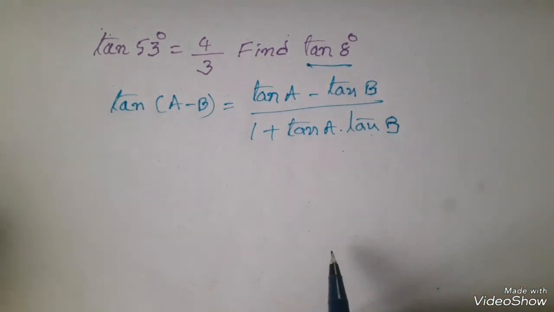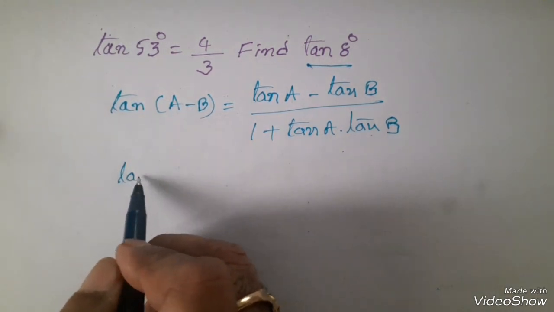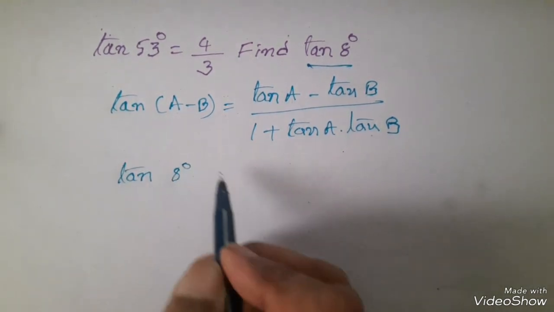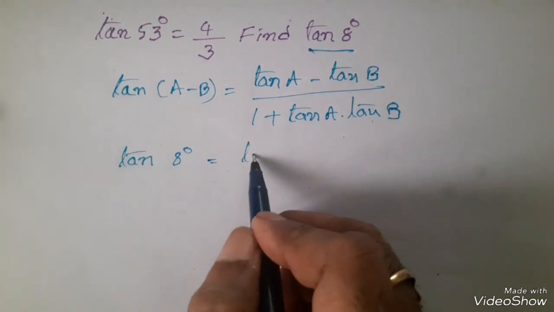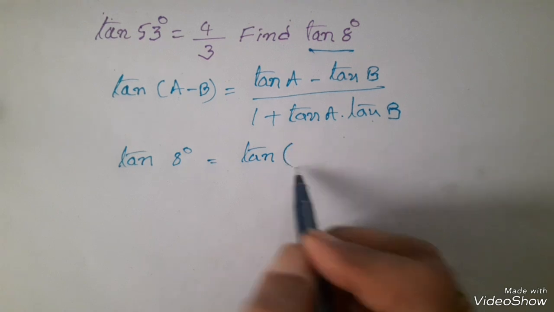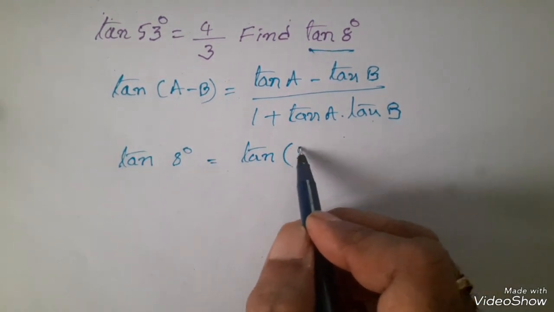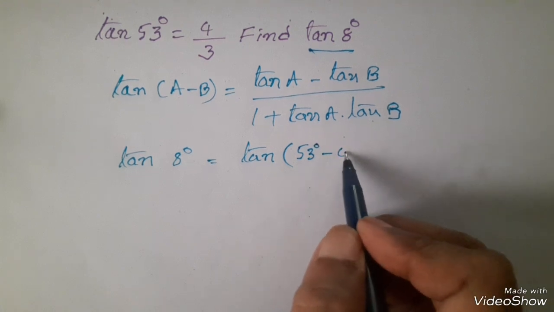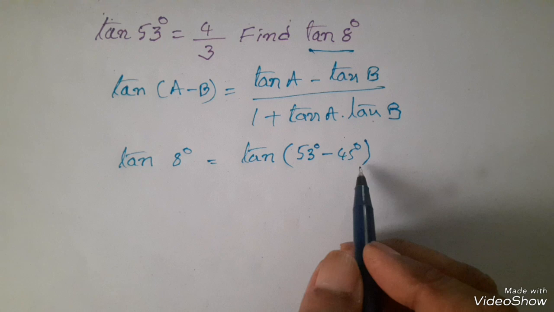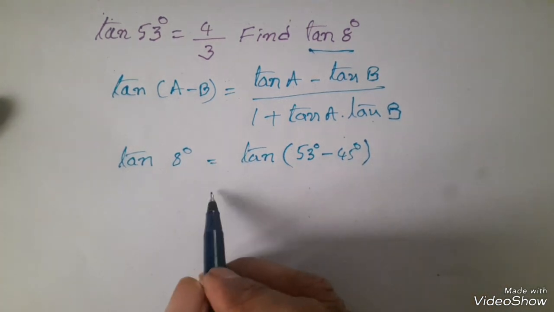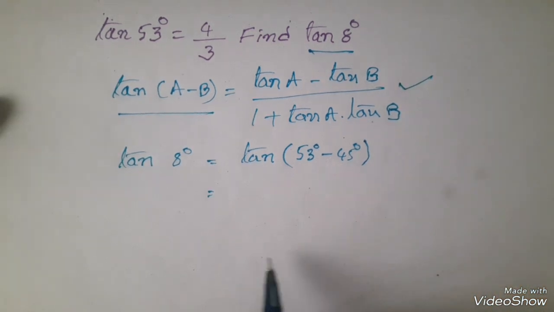Now let us use this identity here. First we want to find tan 8 degrees. So tan 8 degrees we can write as tan of, 8 degrees means we can write 53 degrees minus 45 degrees. So 8 equals 53 minus 45. Now this is in the form of tan(A minus B), so we can use this identity here.